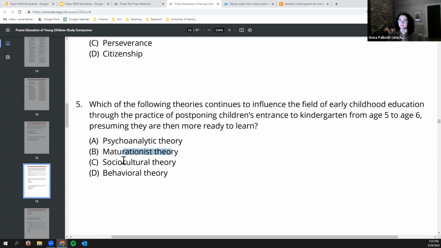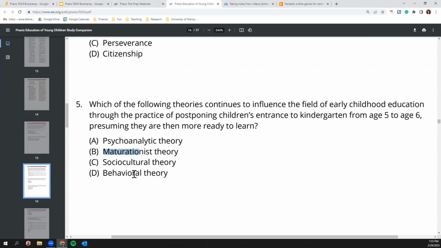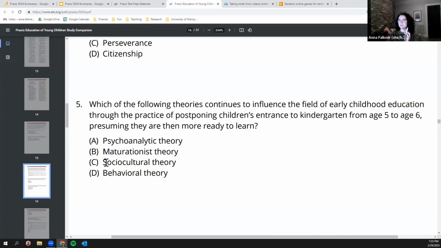So maturationist, what are you hearing in there? Mature, okay. Maturity, yep. Sociocultural theory, what does that tell you? Maybe something around interactions, culture, yep. And then behavioral, does that ring any bells?